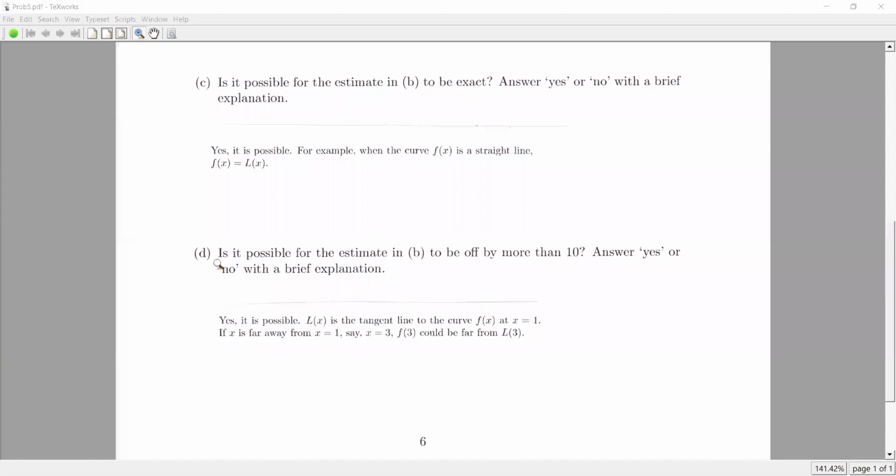Part D. Is it possible for the estimate in part B to be off by more than 10? The answer is yes, it is possible. When x is too far away from point 1, say x is 3, then the value of the curve at 3 could be far away from the value of the tangent line at point 3.